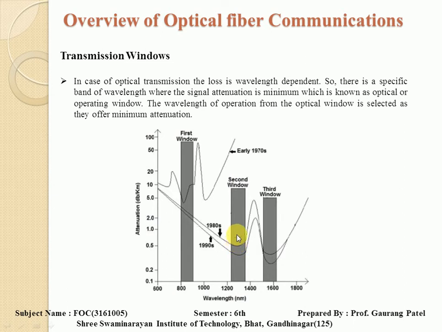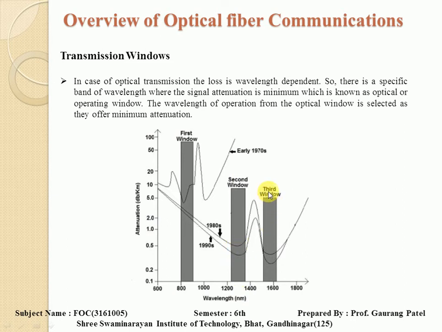The word dispersion is new for you. Dispersion refers to broadening of the signal. We will discuss this dispersion in detail in our subsequent chapters. But very important to note down is that in this window, at the wavelength of 1310 nanometer, the dispersion is zero and signal loss is around 0.5 dB per kilometer.